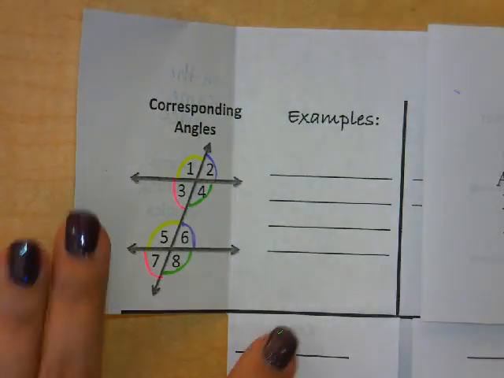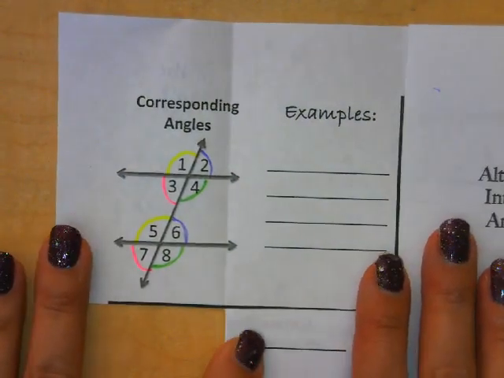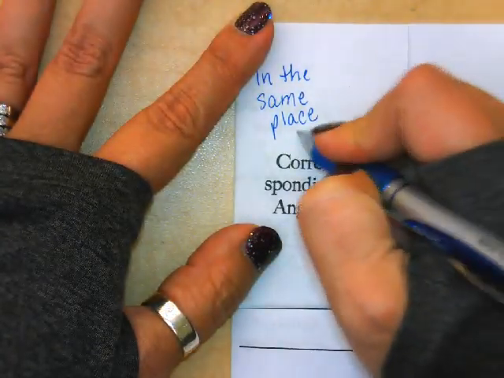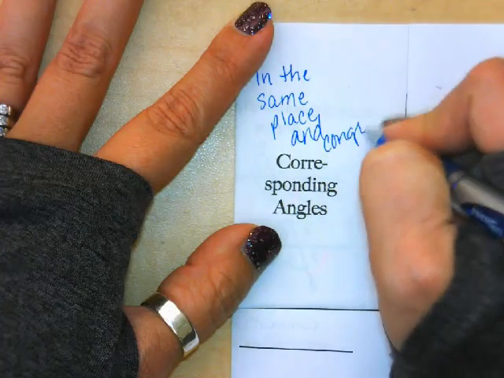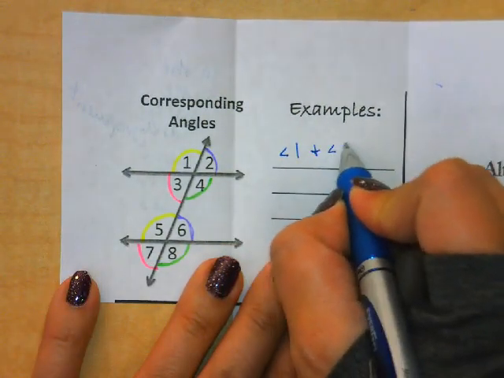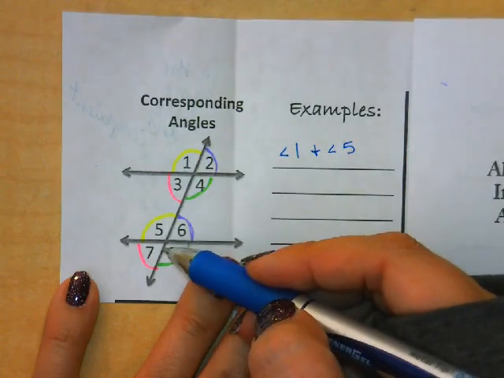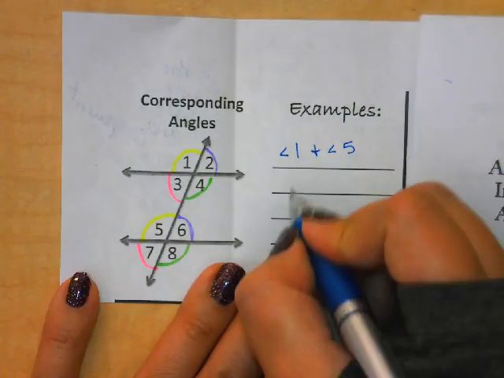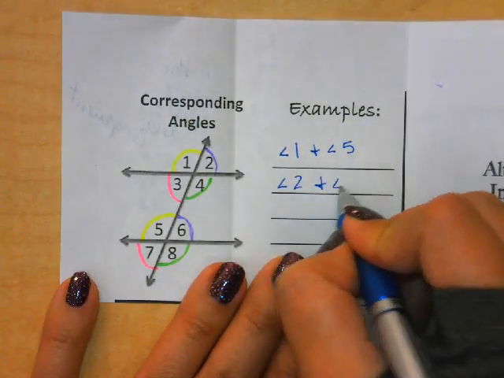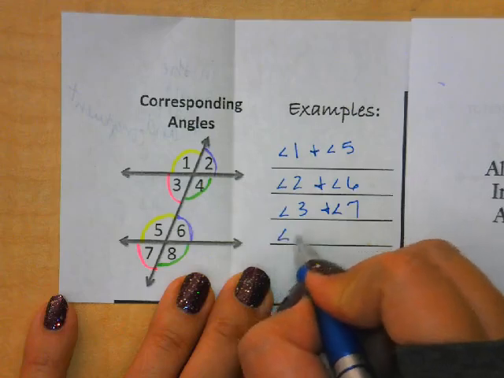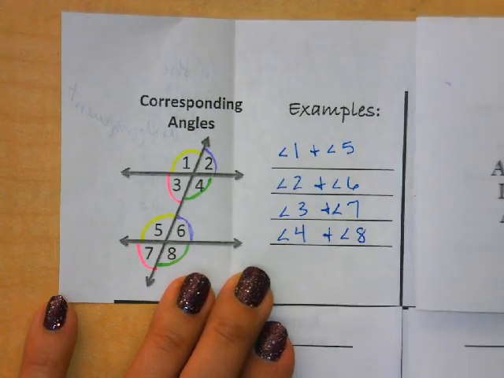Now, because they are in the same spot, corresponding angles are not only in the same spot, but they are also congruent, meaning they are equal. So we could write here angle 1 and angle 5. They're in the same spot. They are also going to measure the same because, again, if I took this and put it on top, these would be the exact same angle measure. We can write down angle 2 and angle 6, angle 3 and angle 7, angle 4 and angle 8.